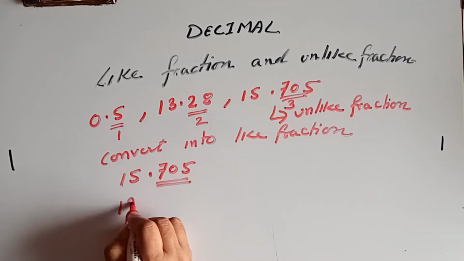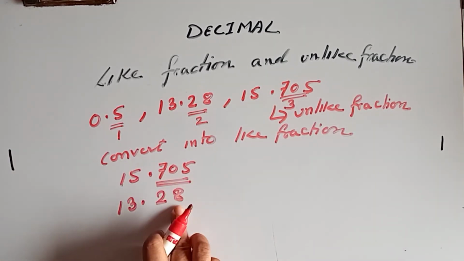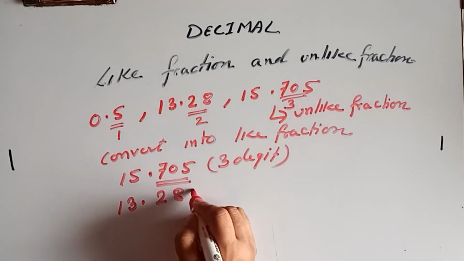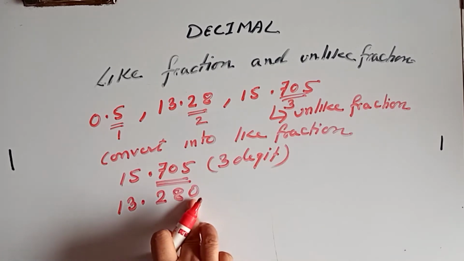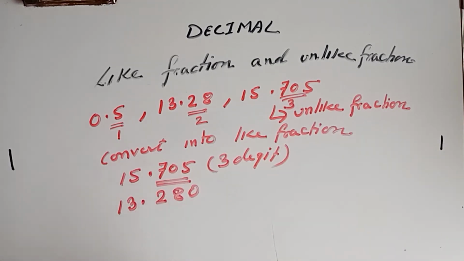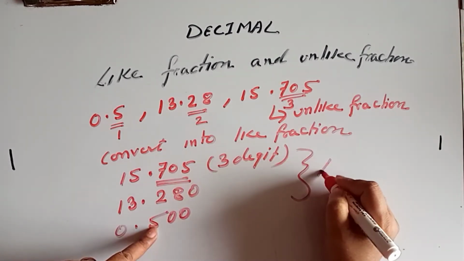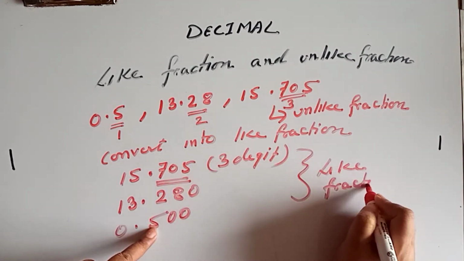So what I will do? I will take 13.28. Here two digits are there. Here three digits are there. So I will put a 0 here. This 0 will not make any difference. If you put a 0 on the right hand side of the decimal number, it will not make any difference. The value remains the same. So here it is 0.5. Now only one digit is there. So I will add two more zeros here. Now all these three are like fractions.